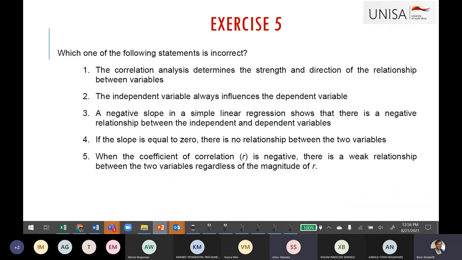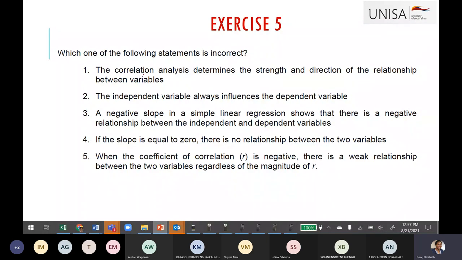Lizzie? Yes? I think it's option five. You think it's option five? Okay, so let's look at all the options and see if option five is the incorrect one.